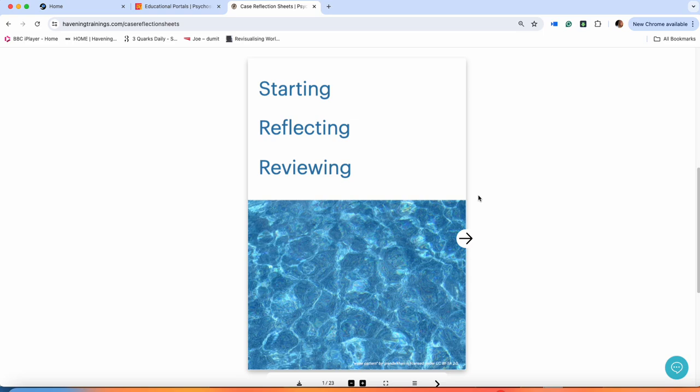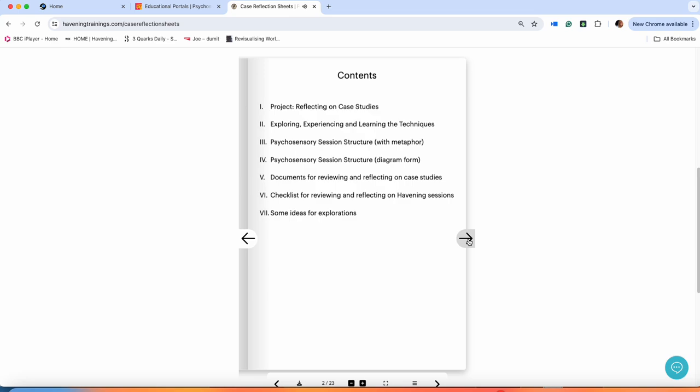I've called it starting, reflecting, reviewing. I think it is a bit like looking in the pool. We can look at the bottom of the pool, or we can look at the reflections on the surface, or we can look at the fish swimming in the middle. There's lots of different ways we can look at the work that we've done. A useful idea of reflecting is that we improve, that we get better next time.